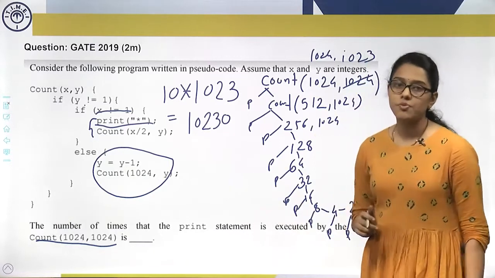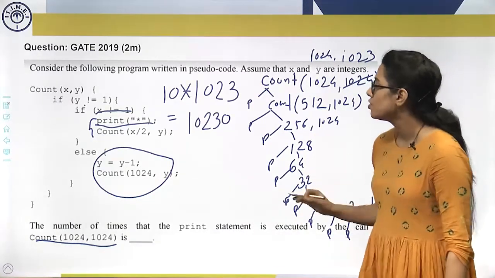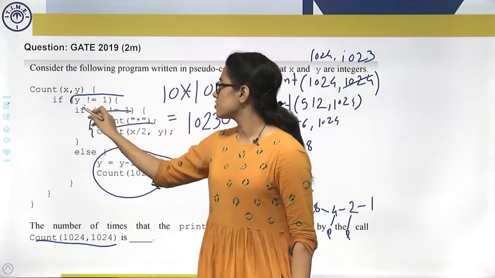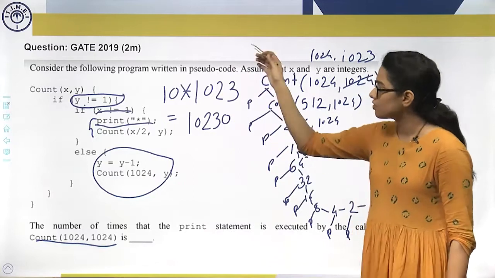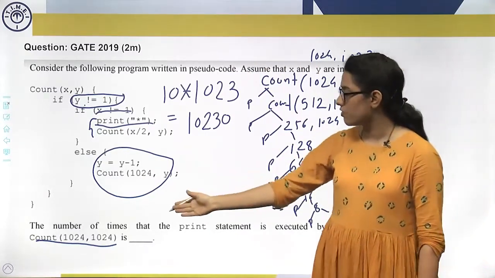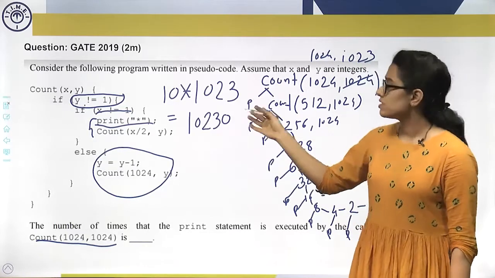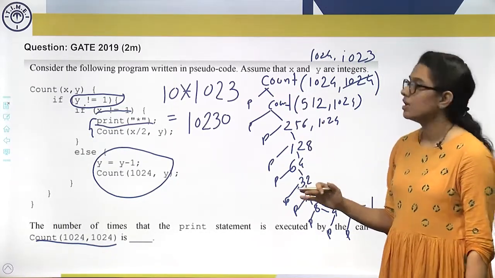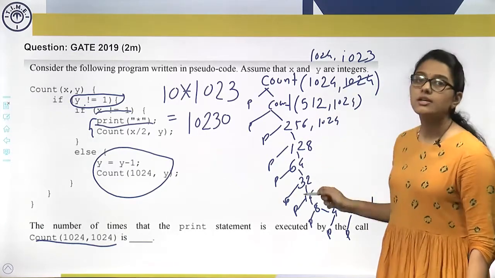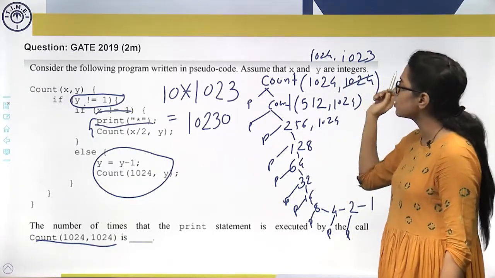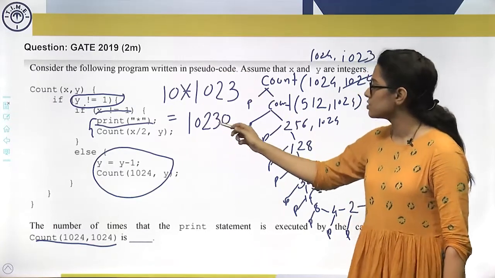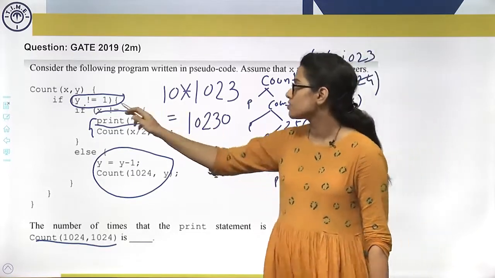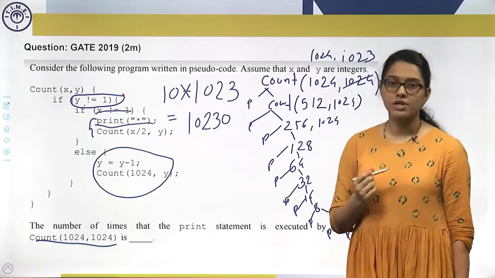It is a NAT type of question, so you just have to fill in the value 10230. Based on the termination condition, you have to decide. For this you don't need to draw the complete tree. If you draw the tree, it is a big tree, so here you have to apply some logic based on the termination condition. If for one value it is iterating 10 times, then for 1023 it will iterate 1023 times 10. And why is it iterating 1023 times? Because the termination condition is y is not equal to 1.